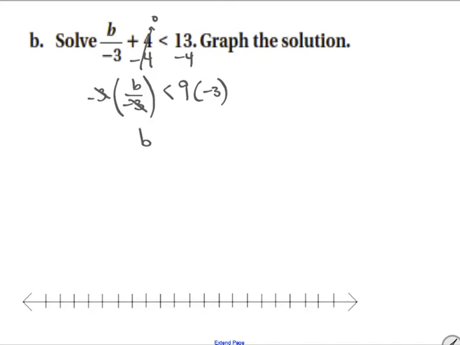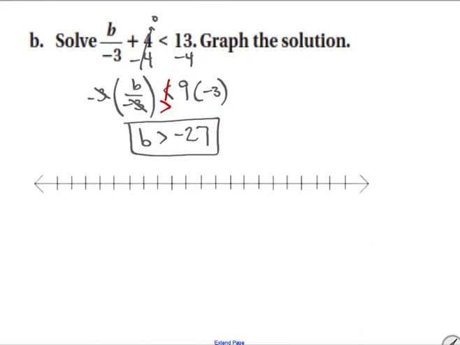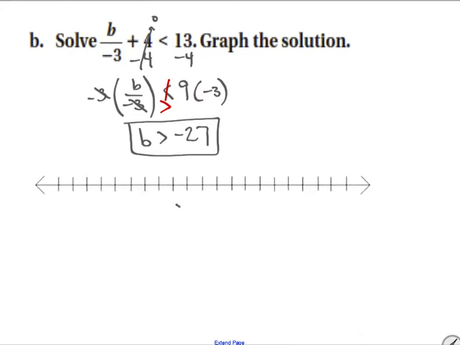And anytime you multiply by a negative, you need to switch the direction of the sign. So b is greater than negative 27. So on our number line, negative 27 is going to be the important number here. Let's throw a few more numbers on. Negative 27, if I go up 2, I get to negative 25, then negative 23, negative 21. Going down, you get to negative 29, negative 31. So there's a pretty good number line.